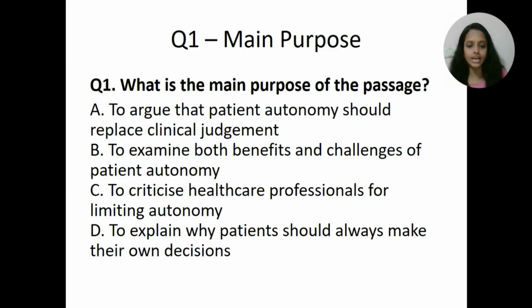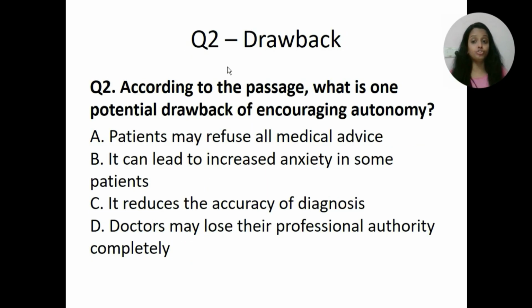Got it? And the second question is drawback. The question here is, according to the passage, what is one potential drawback of encouraging autonomy? Okay, here, now I need to remember from the reading. Okay, paragraph 2 had a negative tone. So I need to go there mentally. It increases anxiety. Now, option B, increased anxiety is there. That's the exact match.